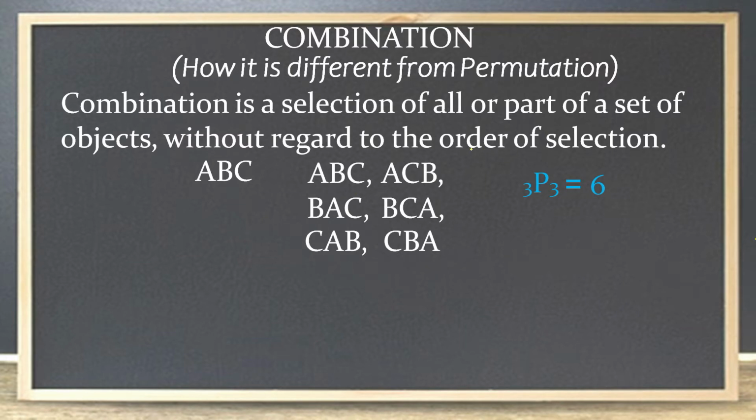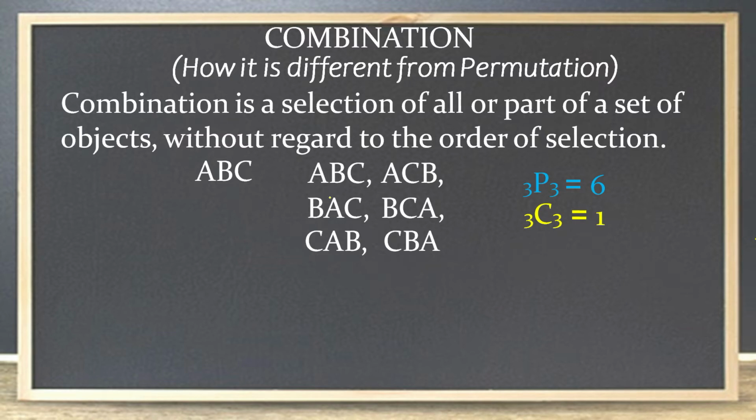But combination doesn't have to do with the order of selection. If you look at all of these 6 different arrangements, the 3 letters that are visible are just A, B, and C. So in other words, the combination is just the same. So we say the combination for 3 objects taking all 3 at the same time is equal to 1. This is the difference between combination and permutation. Permutation is concerned with the order of arrangement or the order of selection, but combination doesn't have to do with the order of selection.